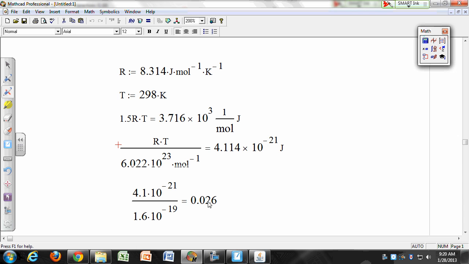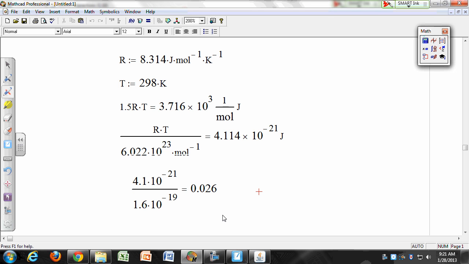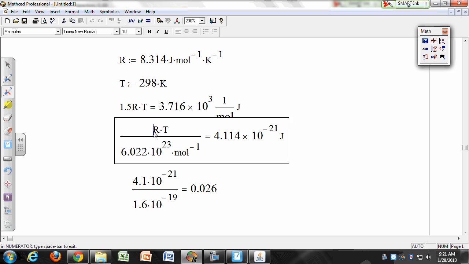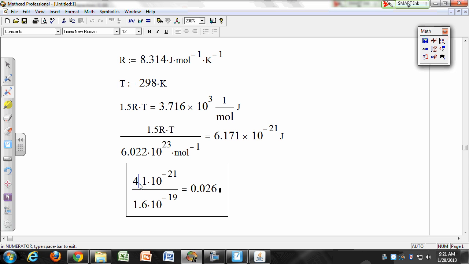So the average energy at room temperature, it's kind of small, is about 0.03 electron volts. So maybe it's 1.5 times that. So let's make that 0.06 electron volts. Okay, so it's roughly 0.04 electron volts.